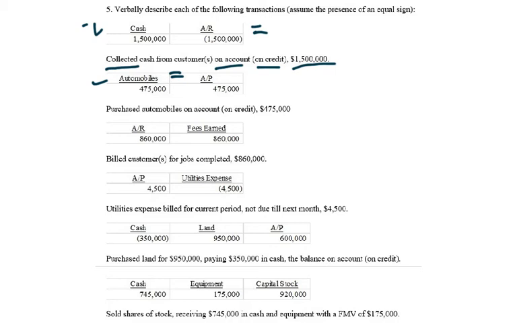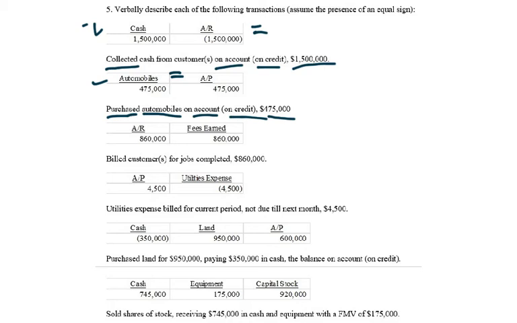So again, what's a good way to describe this? What's the primary action here? Purchased something. What? Automobiles. How did we buy them? We bought them on account or on credit, $475,000. So again, you have to have one of those two phrases there before the 475, or it's a different answer.